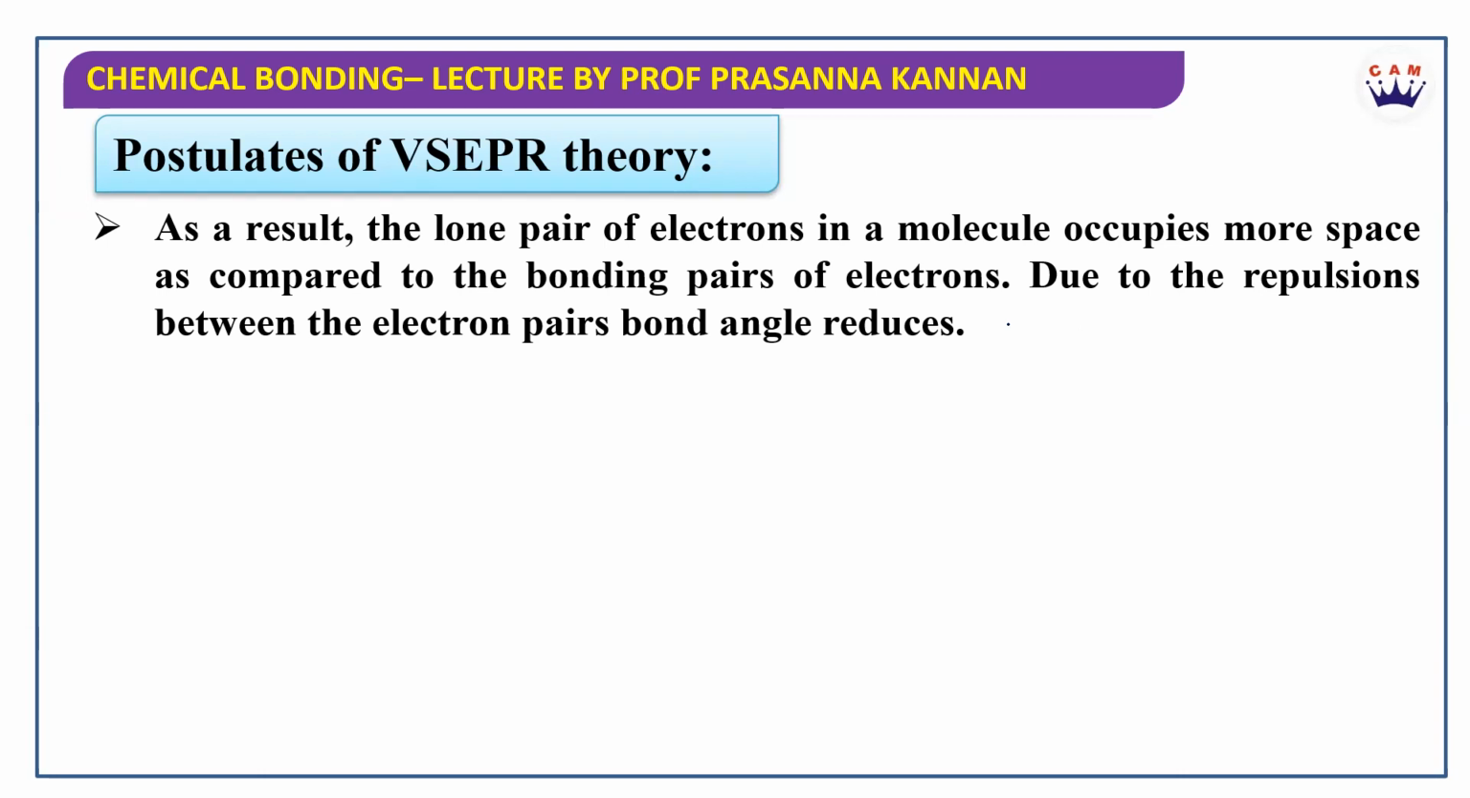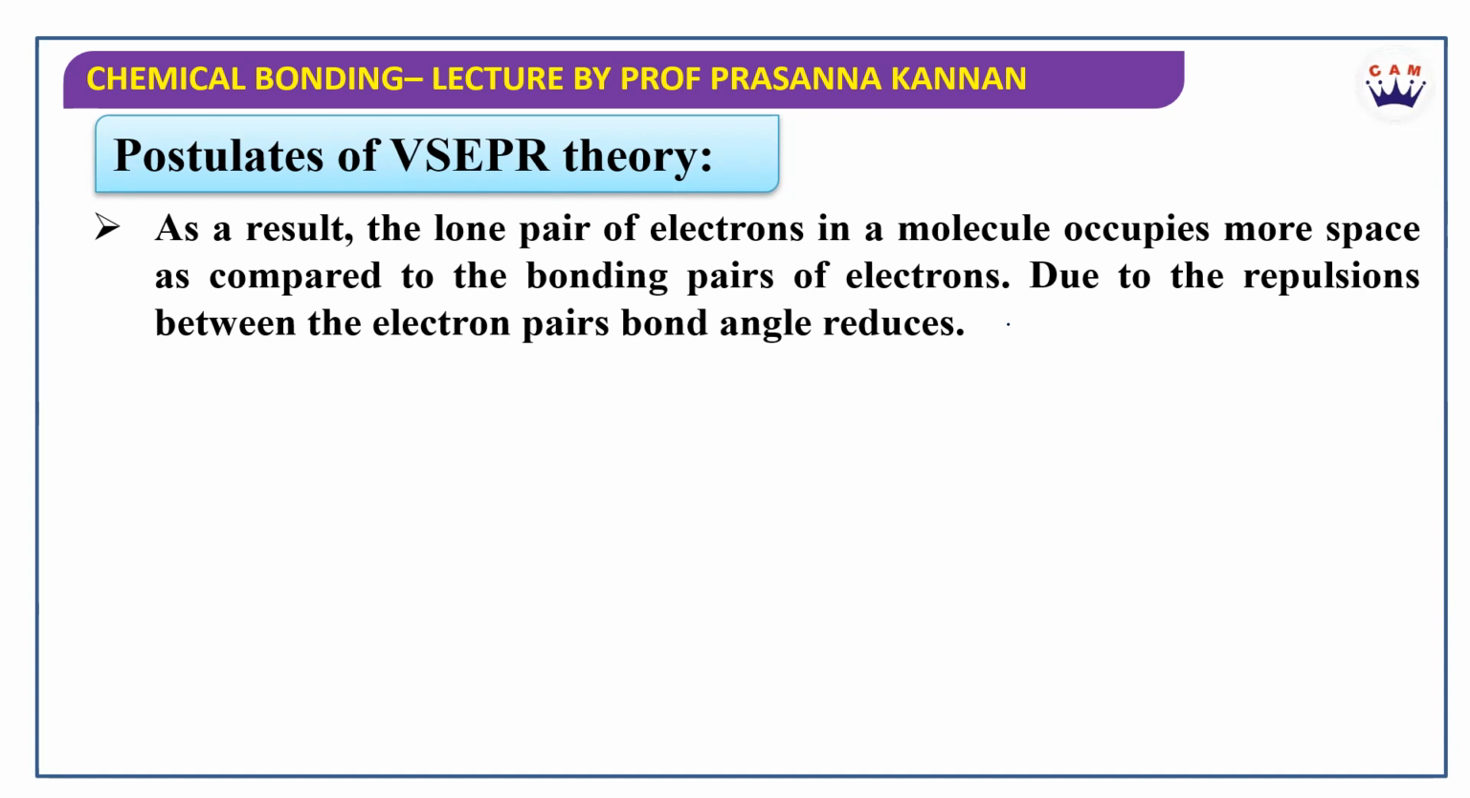Why? Because of the presence of 1 lone pair of electrons. Do you know the number of valence electrons in nitrogen in ammonia? 5. Out of which how many are participating in bonding? Only 3. It provides 1 electron to each hydrogen atom, so you have 3 NH bonds. 2 electrons are not participating in bond formation. Those 2 electrons are called the lone pair of electrons. And this lone pair of electrons occupies more space. Is that clear?